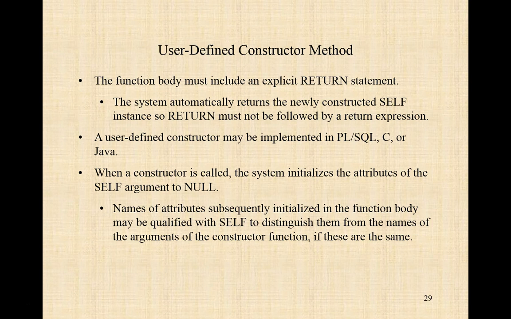When a constructor is called, the system initializes the attributes of self, the object being constructed, to null. Names of the attributes subsequently initialized within assignment statements within the body of the constructor method may be qualified with self. This is useful to distinguish them from the names of the arguments for the constructor function if they happen to be the same names.